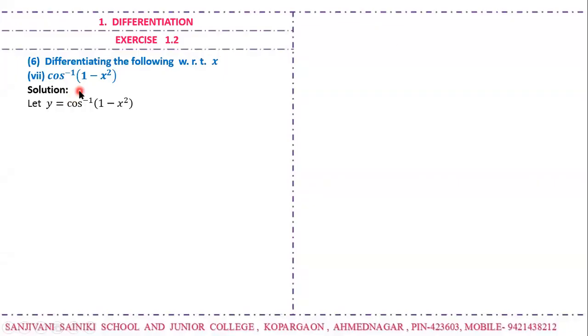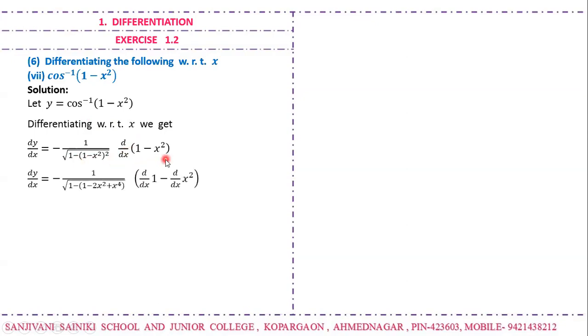Now cos inverse of (1 minus x square). Let y is equal to cos inverse of 1 minus x square. Differentiating with respect to x. Now we will treat this function as cos inverse of f of x, whose derivative is minus 1 upon square root of 1 minus f of x square into d by dx of f of x.